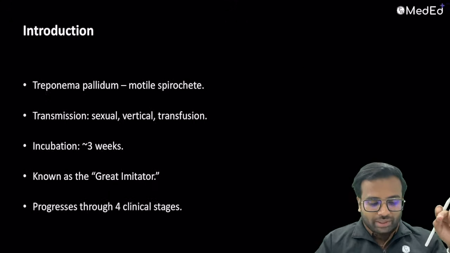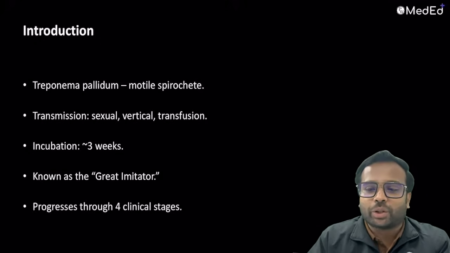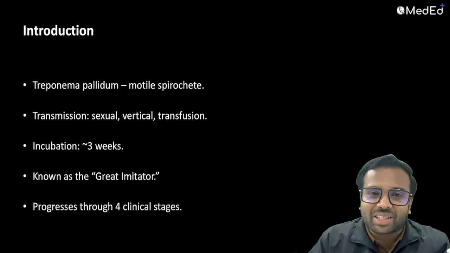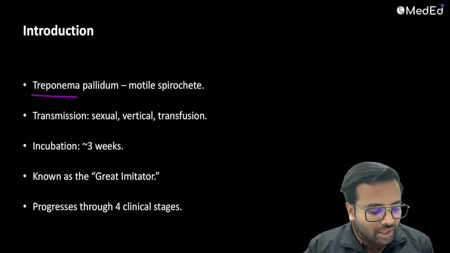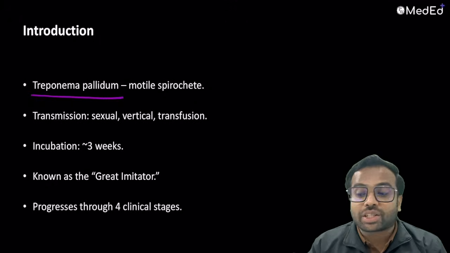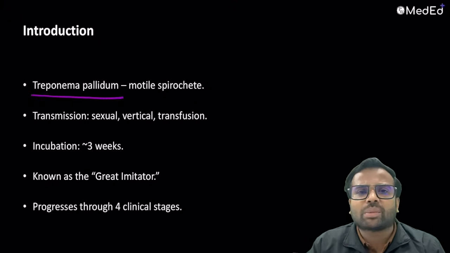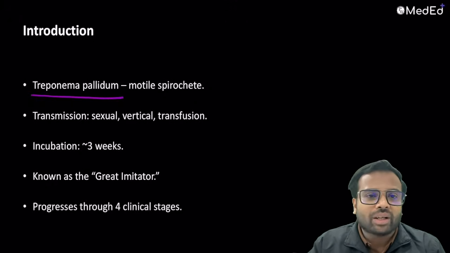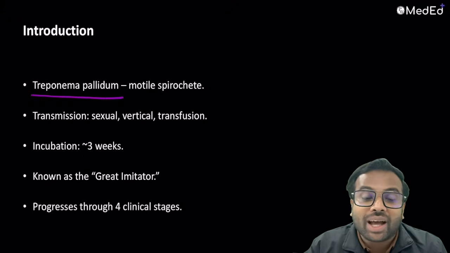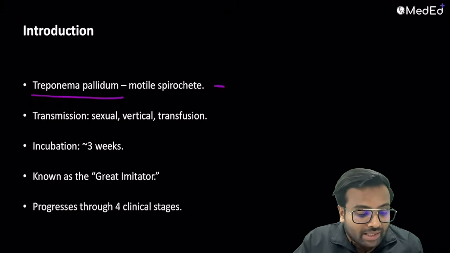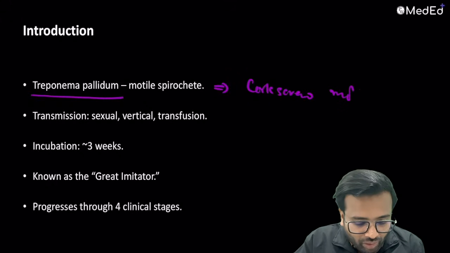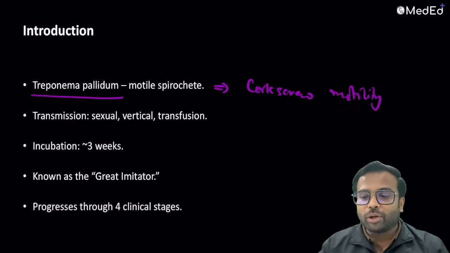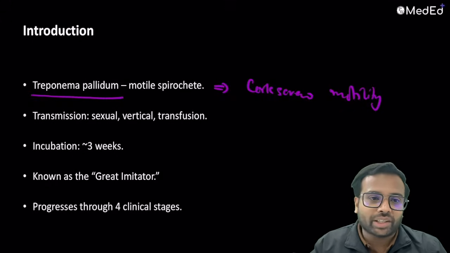To start with, let's give a very short introduction about what happens in this disease called syphilis. This disease is caused by the organism called Treponema pallidum, right? It is considered to be a motile spirochete, and that is why we would be able to see something like a corkscrew motility.